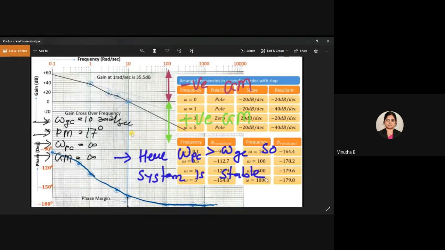And what is the maximum value? It has gone up to minus 179.8. So I have taken the maximum value here as minus 180 degrees. Now you can see I have taken a division of 30 degrees each. So this is minus 90 degrees, with a 30 degree difference. Next is minus 120 degrees, next is minus 150 degrees, next is minus 180 degrees.